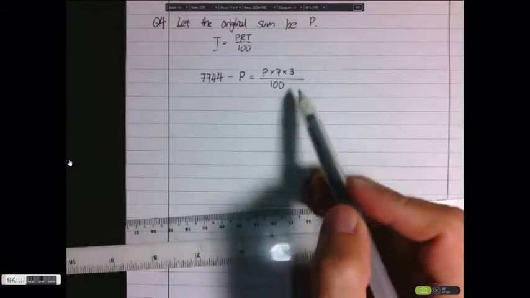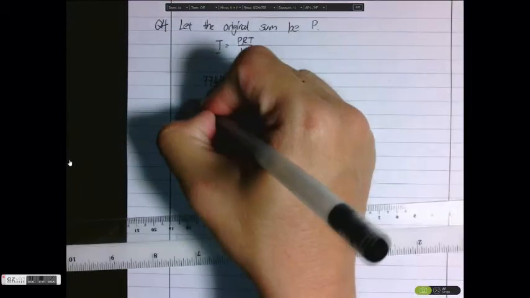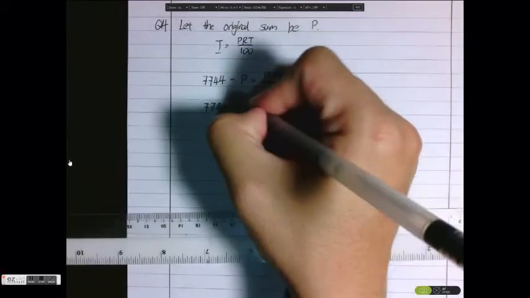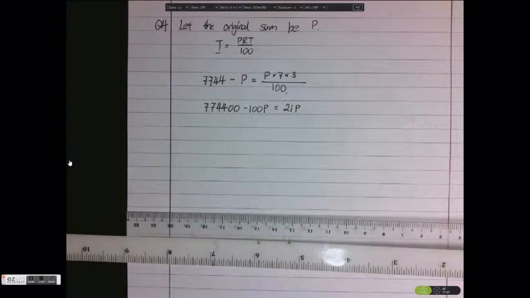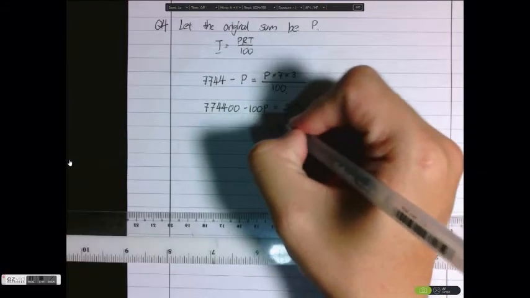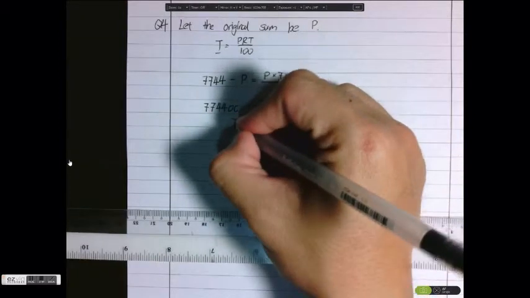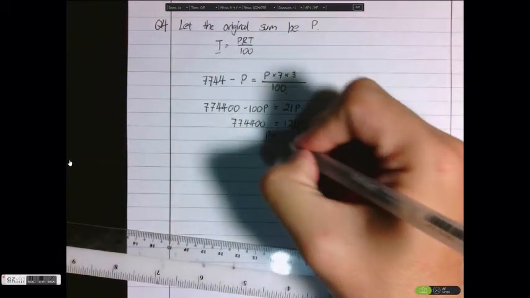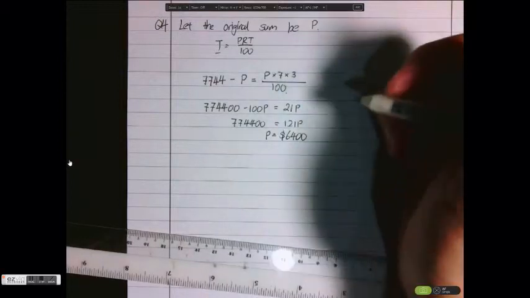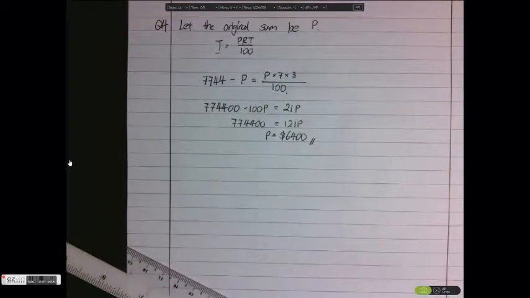To solve this, I simply multiply both sides of the equation by 100. So I get 774400 minus 100p equals 21p. Then I add 100p to both sides of my equation. I get 121p equals 774400. Dividing both sides by 121, I get p equals 6,400. So my original sum is $6,400.